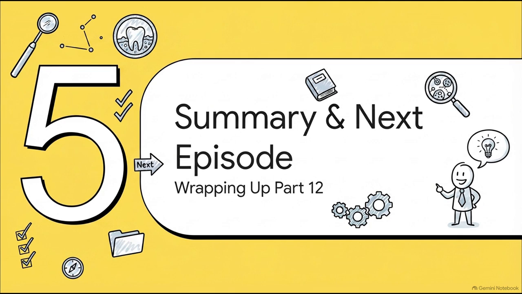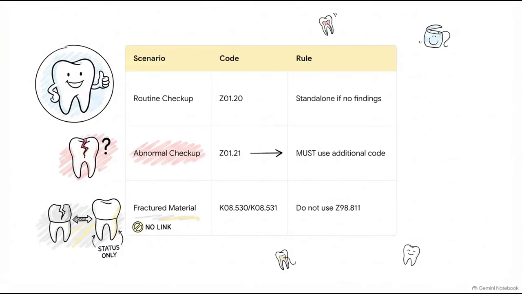All right, let's wrap things up in Section 5, Summary, and our next explainer. To bring it all together, always differentiate your clean routine exams from your abnormal findings. Use Z1.20 alone for a perfectly healthy checkup. If it's an abnormal checkup, use Z1.21, but you absolutely must add that additional code to explain the problem. And finally, keep your restorative material fracture codes isolated from general restoration status codes.